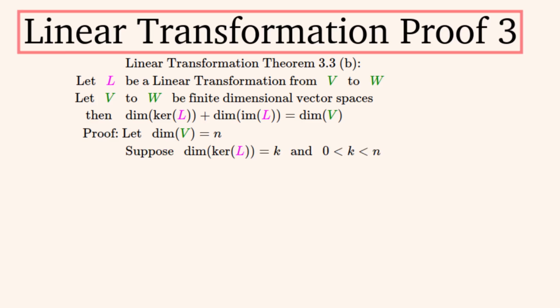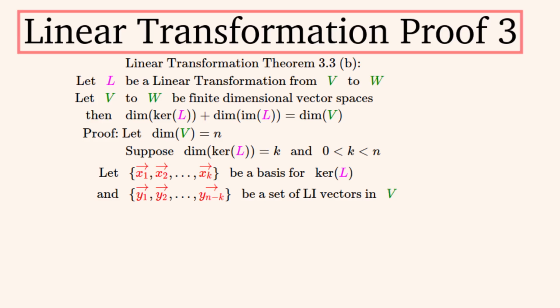We'll set the dimension of the kernel to be equal to k, and we'll assume that k is any number between, but not equal to, 0 and n, although this proof should work for these numbers too, but this is the way it's set out in the textbook. So we'll set the basis for the kernel of L to be equal to this set of vectors, and there are k of these vectors, which is the dimension of the kernel.